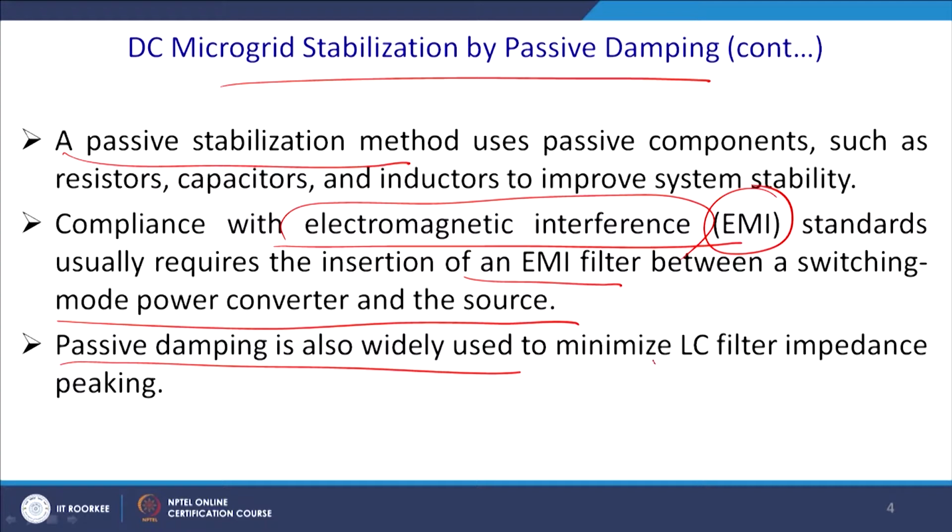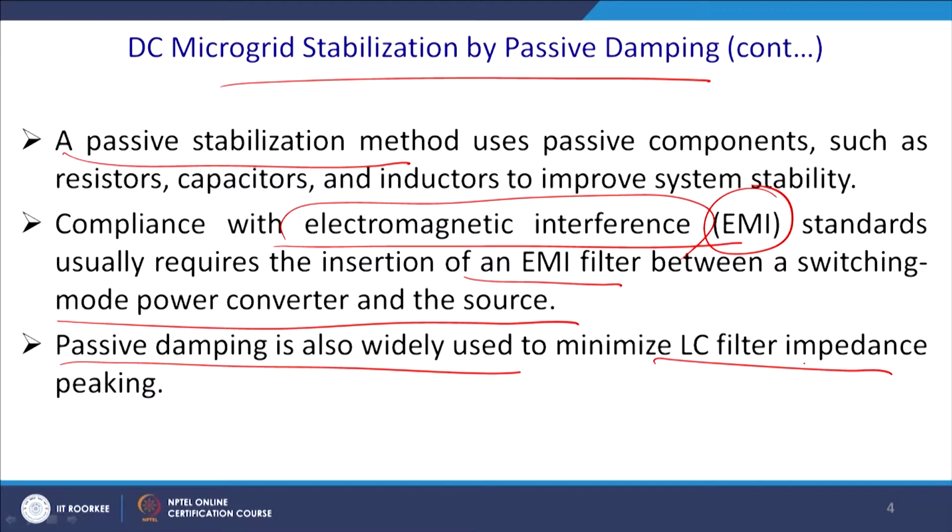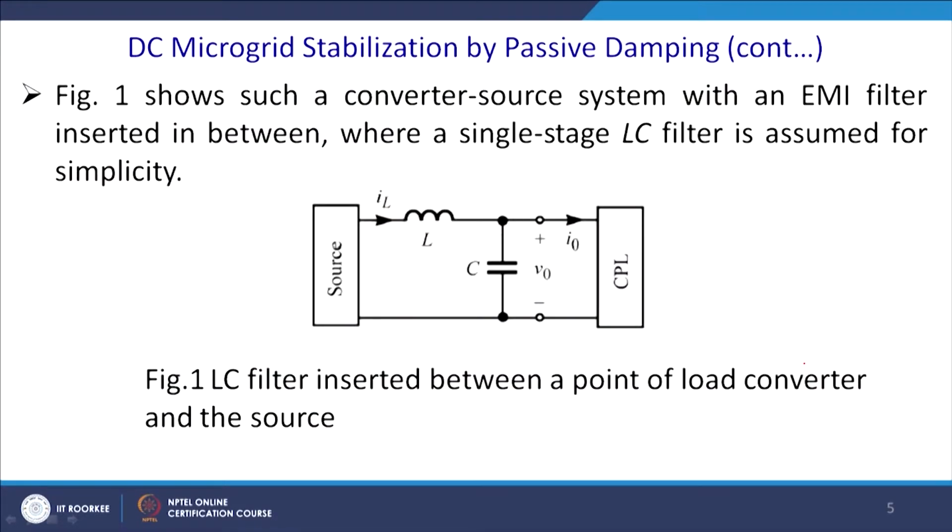So, passive damping is also widely used to minimize the LC filter impedance peaking. Once you have introduced proper damping in a second order system, your peak overshoot will decrease and all those issues will go away, and thus proper designing of the LC filter will reduce the peaking. So, let us consider this figure 1, and it shows a converter source system with an EMI filter inserted between, where a single stage LC filter is assumed for simplicity.